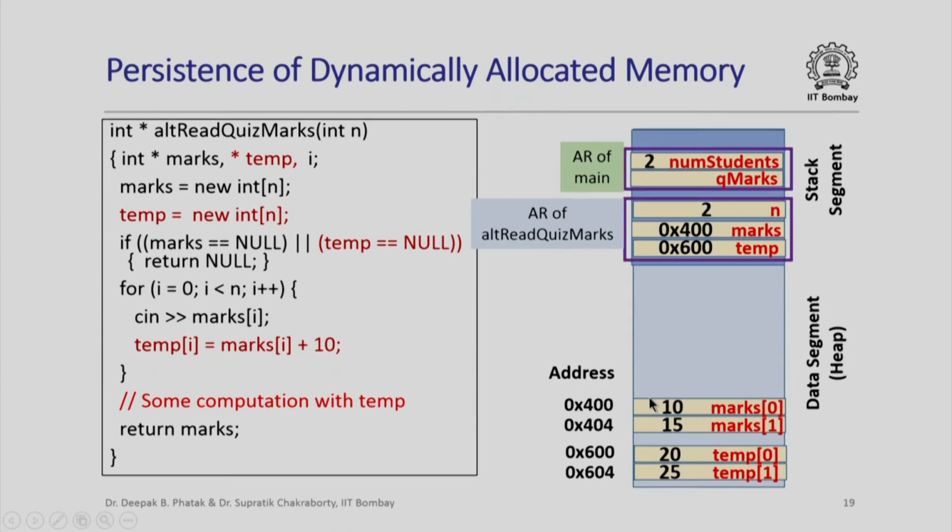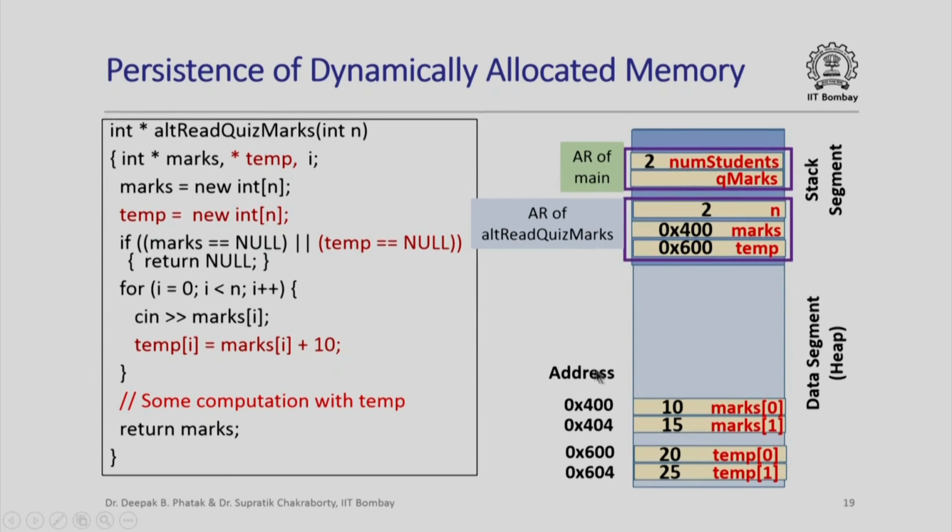How might the memory layout look in this case? Of course the activation record of main is there, and these are the two local variables of main. The activation record of alt read quiz marks will contain space for the formal parameter n, space for marks and temp, which are going to store addresses, and also space for i, which I have not shown here to keep the diagram simple.